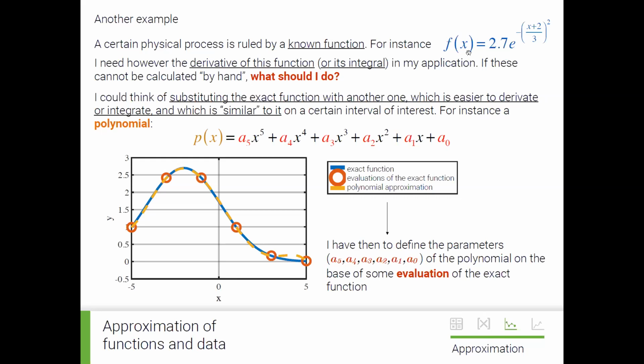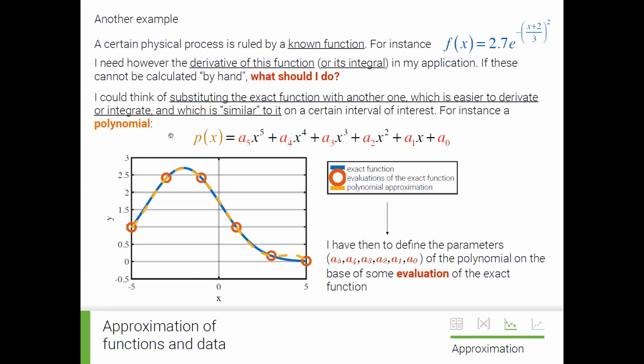So we will use our program to find the derivative or integral for this kind of function. But when we find it by MATLAB or Octave, we need to work not with this function. We need to approximate this function by another function which is close to it. In this case, we will substitute this exact function with another one, which is easy to differentiate or integrate, and which is similar to it on a certain interval of interest.